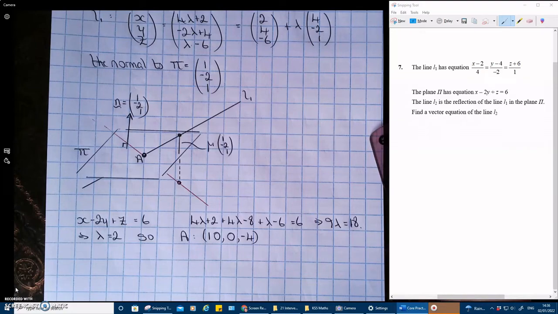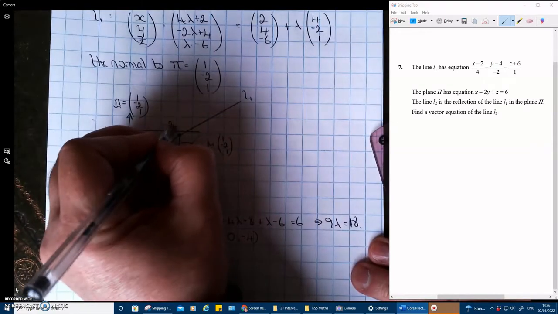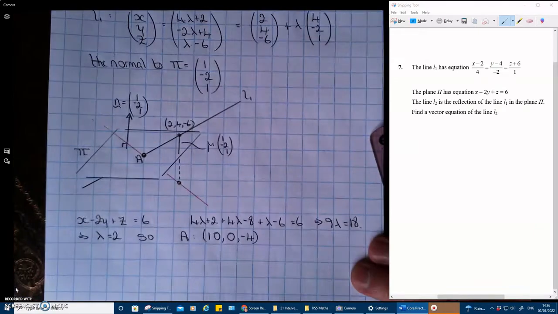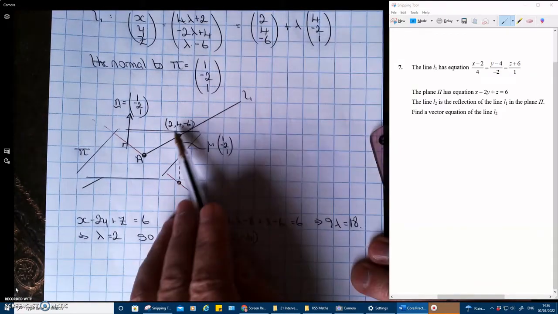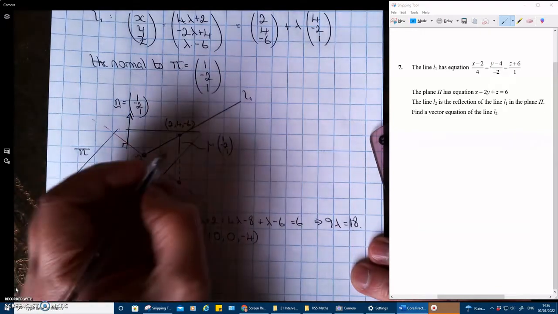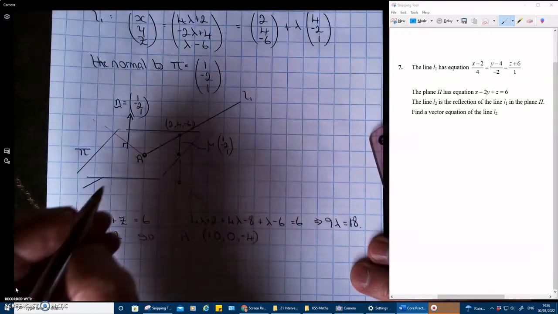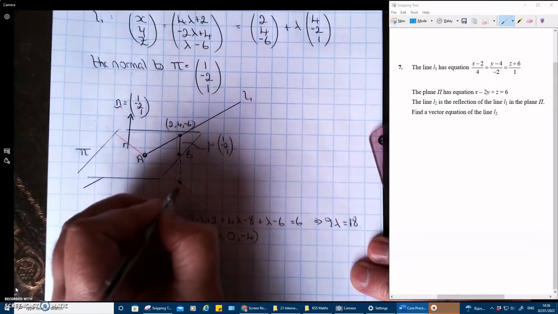I'm going to pick another point on L1, and probably the most convenient, I'm just going to go for 2, 4, minus 6. Alright, because I know 2, 4, minus 6 is on the line, and that's the direction, so that point's on the line. Now I'm going to go, I'll call this B. I'm not sure I need B or not, but call this one C.